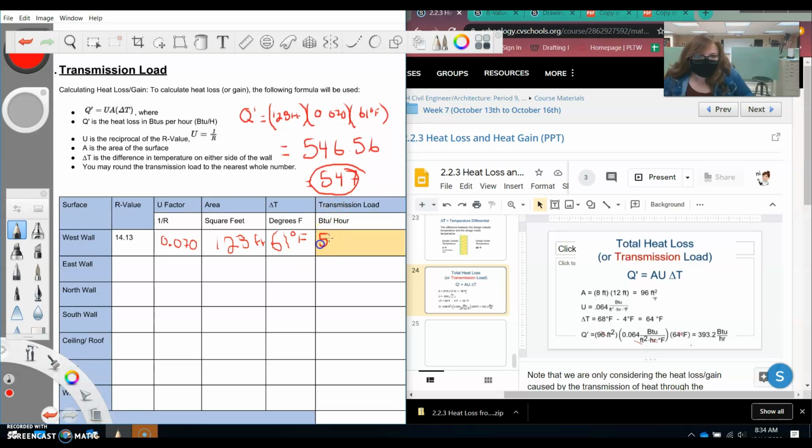So 547. Don't forget your units, BTU per hour. The 61 goes all the way down, and the U factor is the same all the way down. This is where it gets different because they're different walls. The square footage is going to be slightly different just because of your windows and such. So your transmission loads are going to be different.